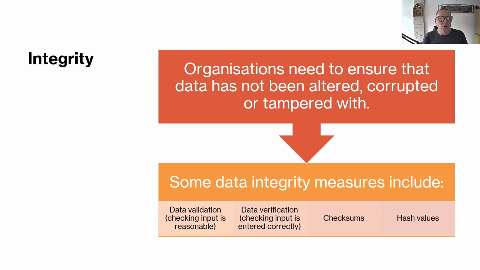Integrity. Organizations need to ensure that data has not been altered, corrupted, or tampered with. Some integrity measures include data validation, i.e. checking that input is reasonable and sensible. Data verification, checking that data has been input correctly, for example by double checking. And the use of things like checksums and hash values to make sure data has not been changed or corrupted.